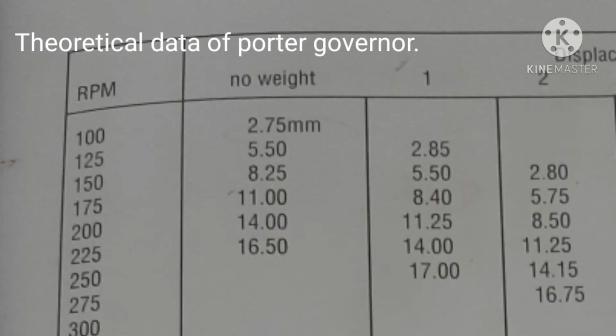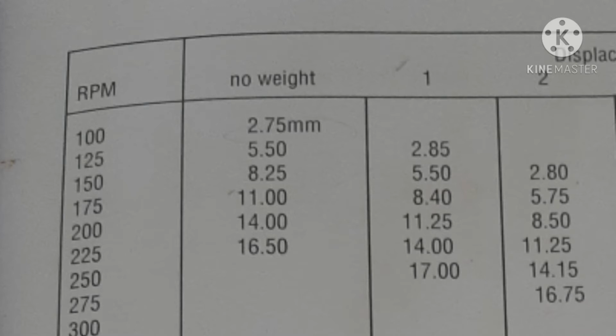This is observation data, right? There are three different types of governors we are looking at here. So we have to know the theoretical and experimental data for each type of governor, right? So this is the theoretical data for the Porter governor, right? And here you can see RPM and the sleeve weight for no weight, 1 and 2, right?